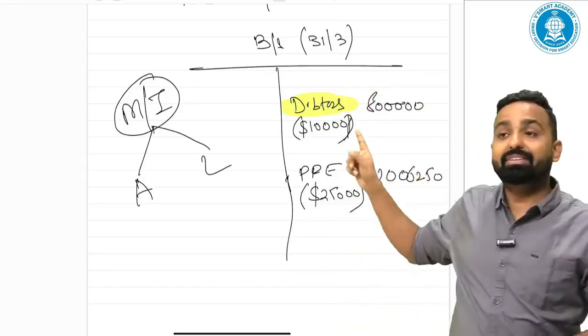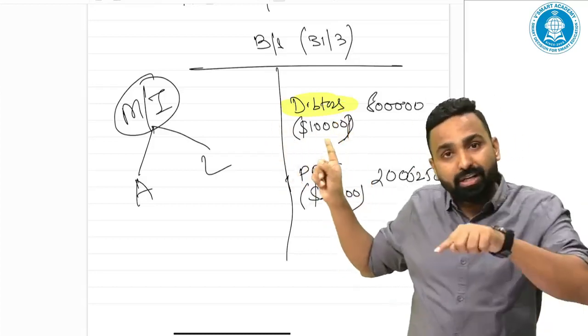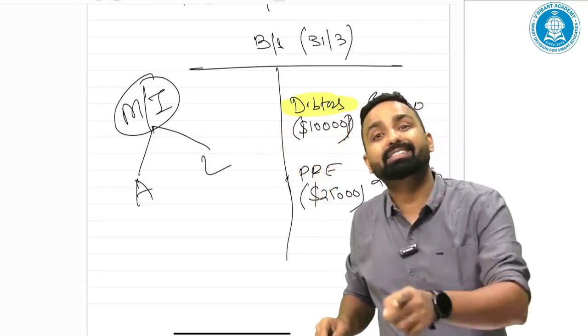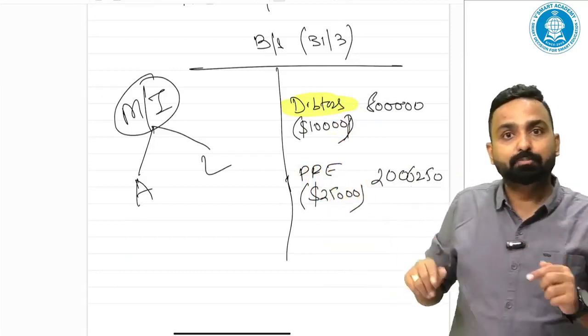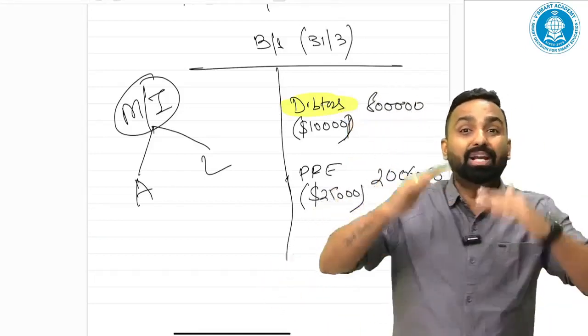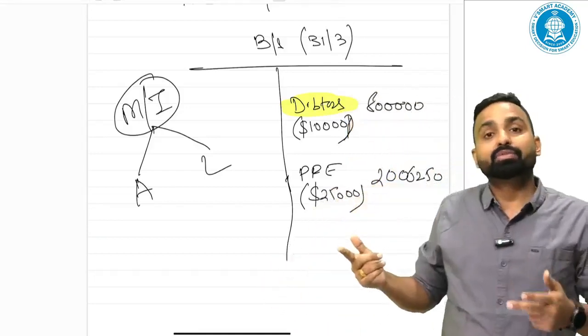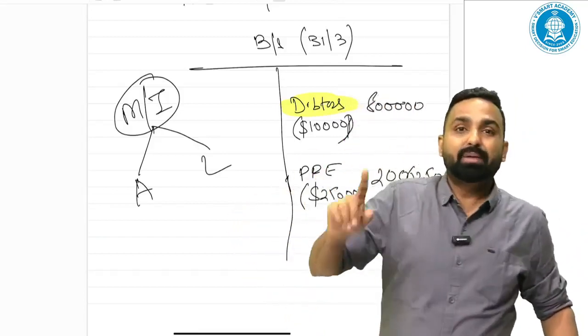So debtor I will treat as a monetary item, and I'm going to recover it in the form of foreign currency. So it will become the foreign currency monetary item. But PPE is not a monetary item, because every time I need to depreciate it. Any asset or liability whose value is not fixed becomes non-monetary. So what is monetary and what is non-monetary? Monetary means the asset or liability whose value is fixed.